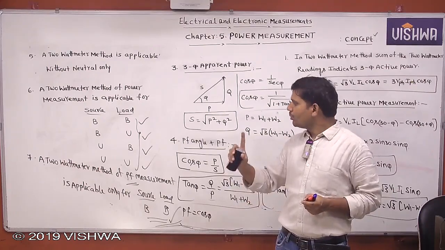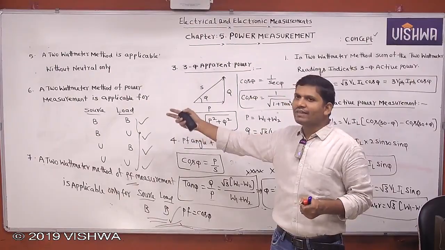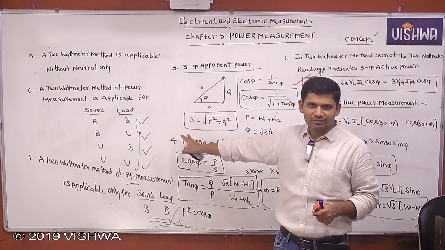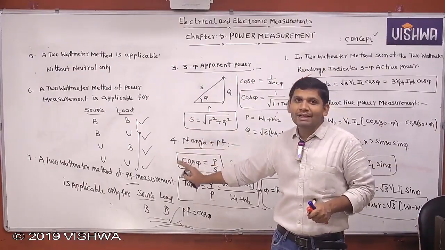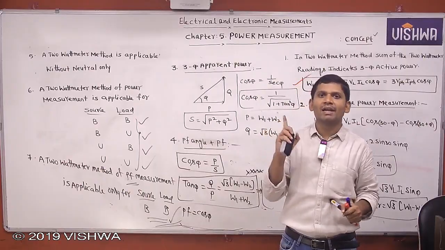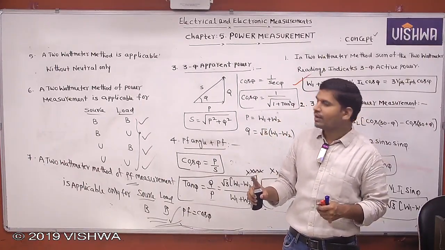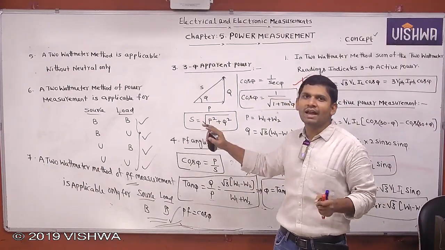One more time I am telling here, power measurement is independent of either balanced or unbalanced. Whatever may be, the wattmeter readings we can measure. The wattmeter measures the power. But power factor measurement is possible only under balanced case using 2 wattmeter method. Understood? That's why 2 wattmeter method of power measurement is independent of balanced or unbalanced.